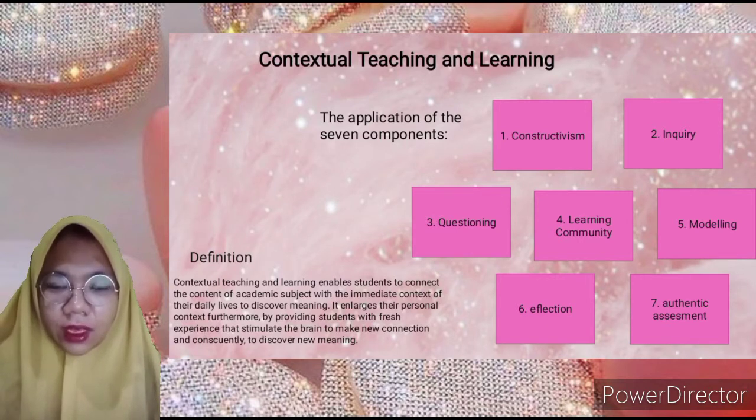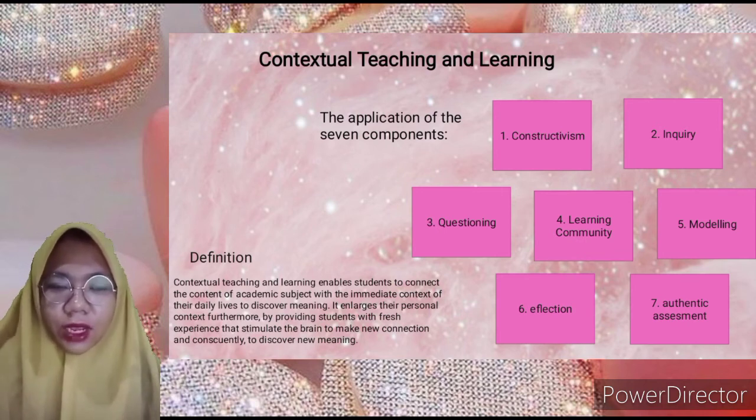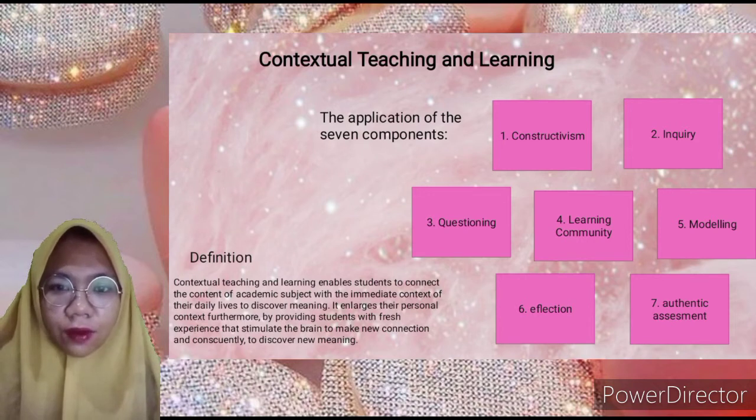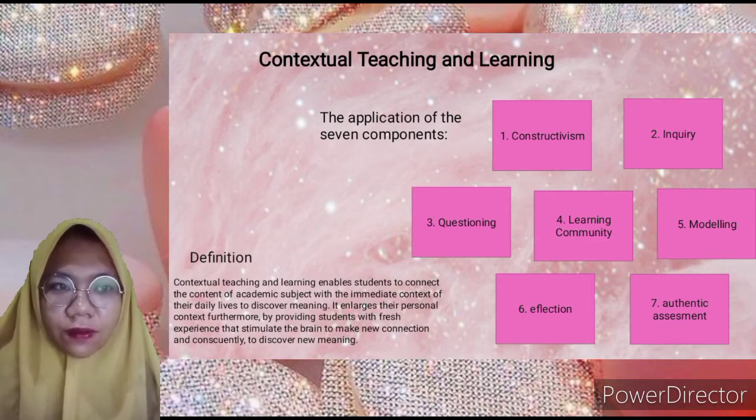Teaching and learning. Okay, first the definition of contextual teaching and learning, or we can say CTL, is an educational process that aims to help students see meaning in the academic subject with the context of daily life, that is, with the context of their personal, social, and cultural circumstances. And then for the applications of contextual teaching and learning, there are 7 components.